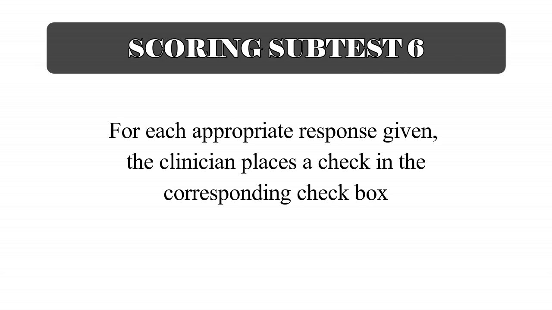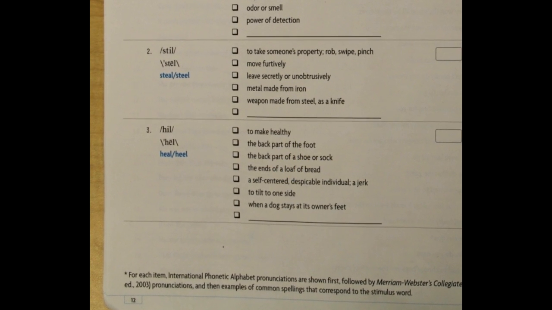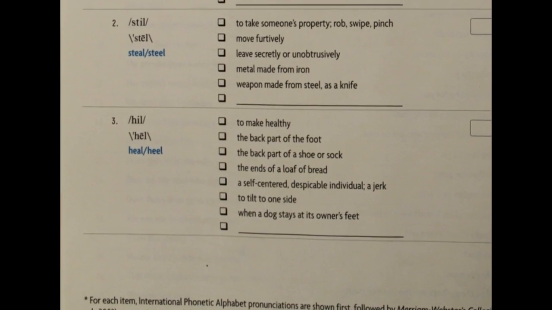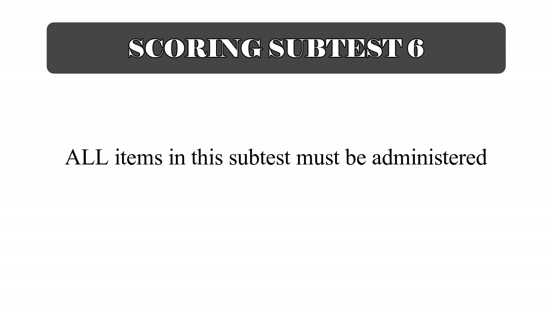To score subtest 6, the clinician would place a checkmark in the box beside each correct definition stated by the student. In the score column, the clinician will record the total number of correct definitions stated for each item. All items for this subtest must be administered.